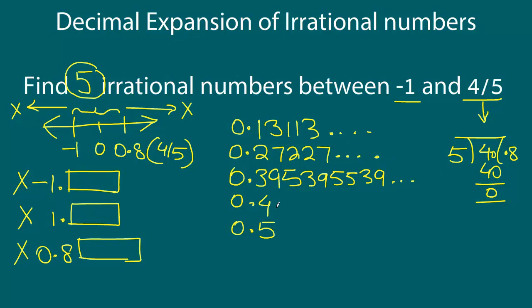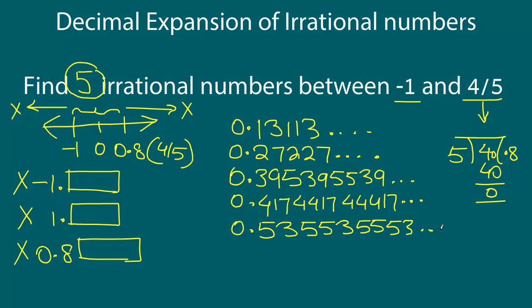like that, right? This one we can say, let's do maybe 17 over here, and then we say it is 4, 4, 17, 4, 4, 4, 17, so on and so forth. And the last one, let's say 0.5, maybe just 0.53, then 5, 5, 3, then 5, 5, 5, 3, so on and so forth. So here, all of these numbers are irrational numbers between minus 1 and 4 over 5.